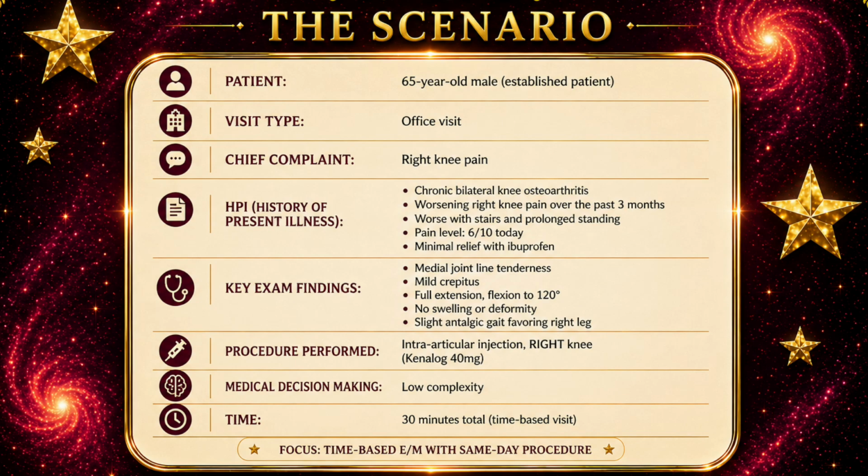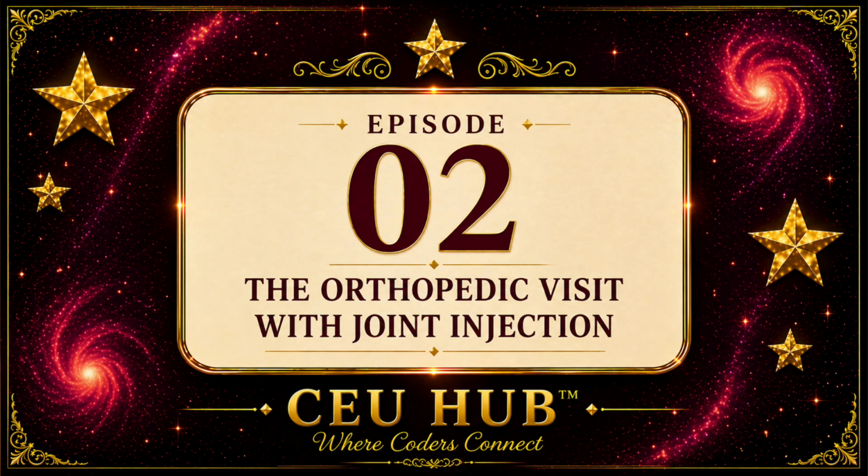Today's scenario. A 65-year-old established patient presents with right knee pain. The provider performs an office visit and a joint injection. How do we code this? Episode 2, Orthopedic office visit with joint injection.